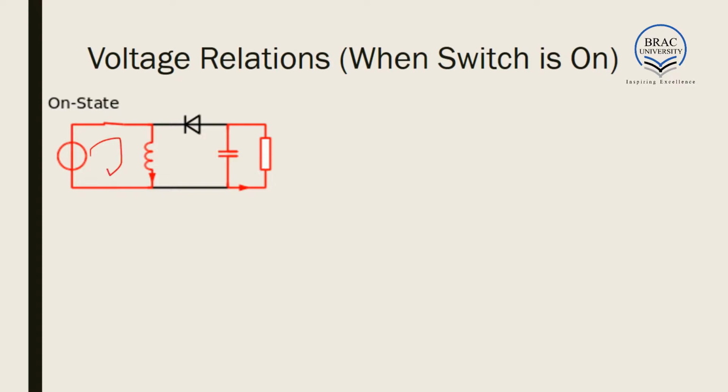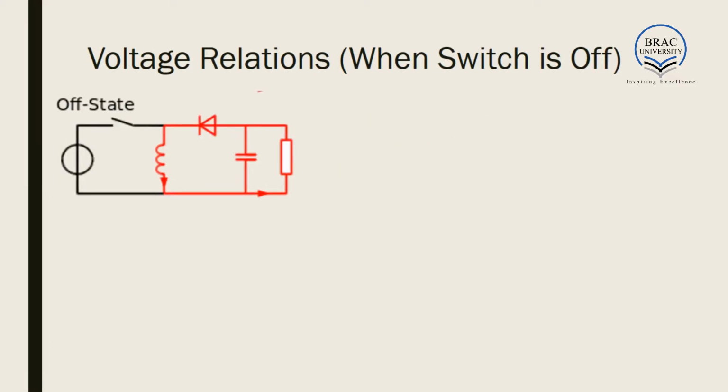During on state, current flows in this direction and no current can flow through here since the diode will be reverse biased, and as a result, if we denote this as Vi and this as VL, using KVL we get minus Vi plus VL is equal to 0, or we get VL is equal to Vi. We give this equation number 1.